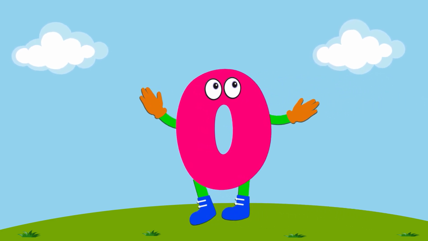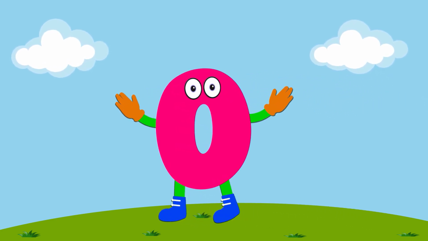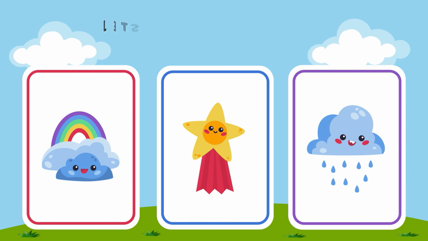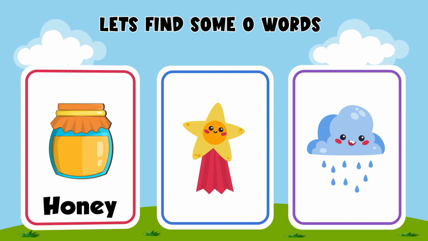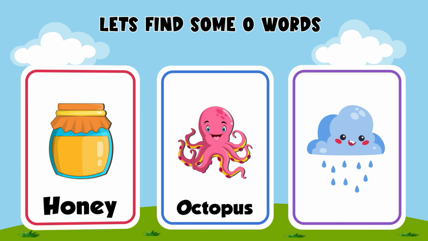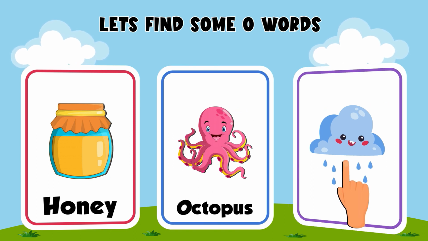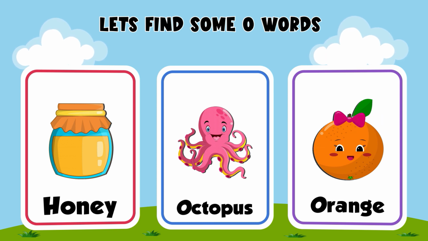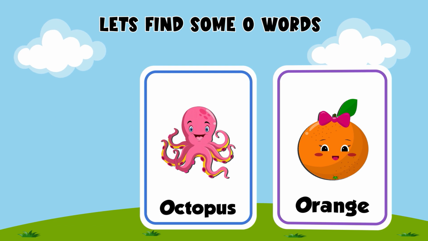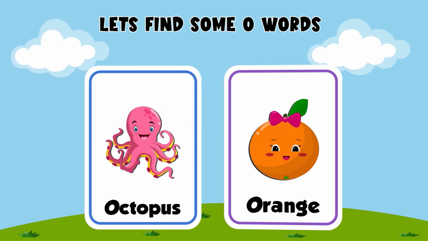This is alphabet O. Let's find some O words. Honey. Octopus. Orange. Octopus. O, orange.